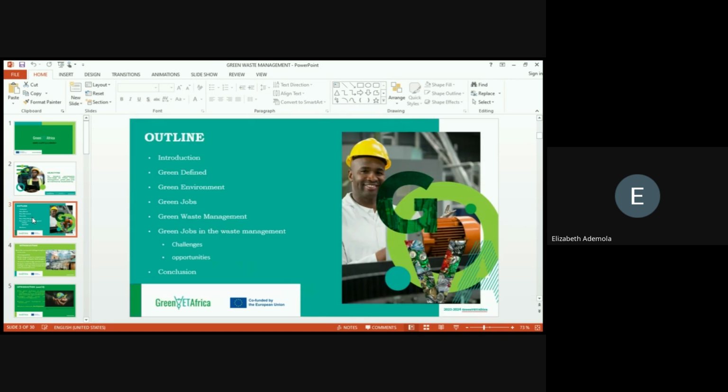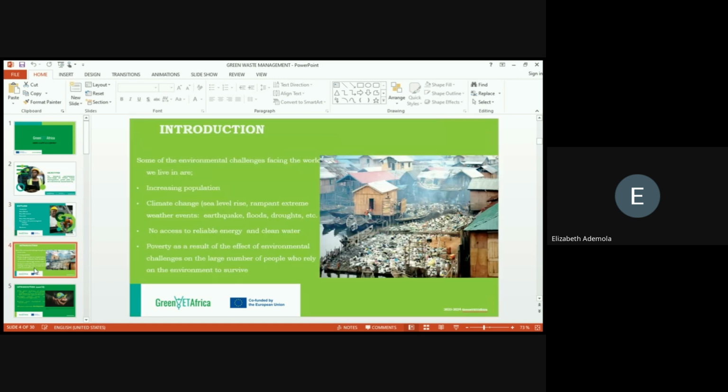So I will be guided by this outline. We'll look at a brief introduction. We define what green is, and then what a green environment is. We look at what green jobs are, then we look at green waste management and the different green jobs in the waste management section. We look at challenges and opportunities, and I'll conclude. So I'll go to the introductory part.